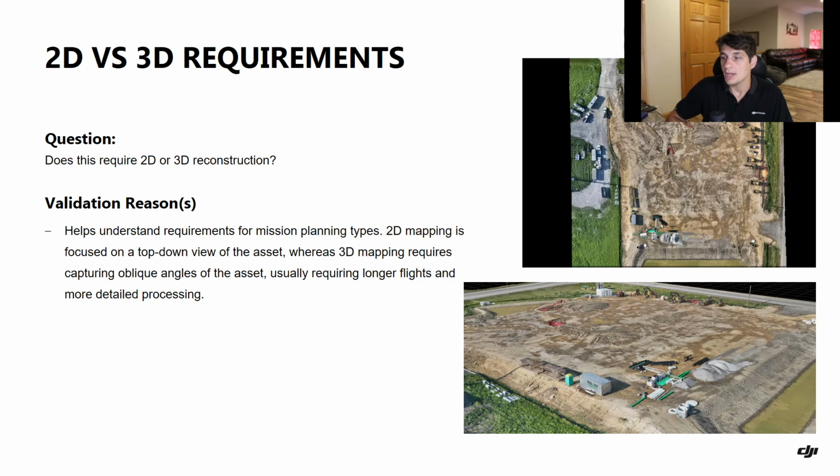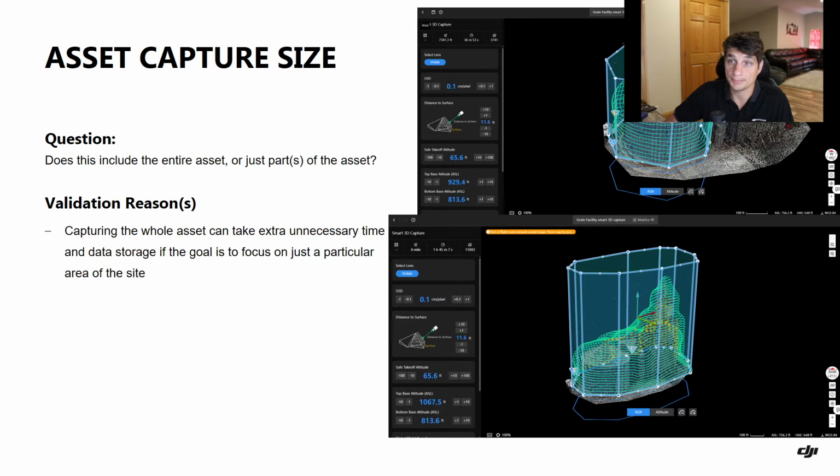Oftentimes we get into a rabbit hole of wanting to make the best 3D digital twin possible, but oftentimes the data set that the client is looking for really only needs to be a 2D orthomosaic map, maybe a LiDAR point cloud mission. So really understanding, do I just need to do 2D or do I really need to focus on 3D, is going to help you understand what the mission criteria are going to be.